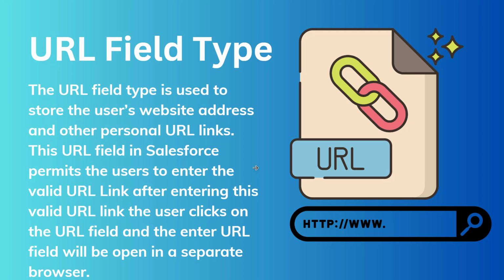This URL field in Salesforce permits the user to enter a valid URL link. After entering this valid URL link, the user clicks on the URL field and the entered URL will open in a separate browser. So let's move ahead and discuss how to create URL field in Salesforce Lightning.